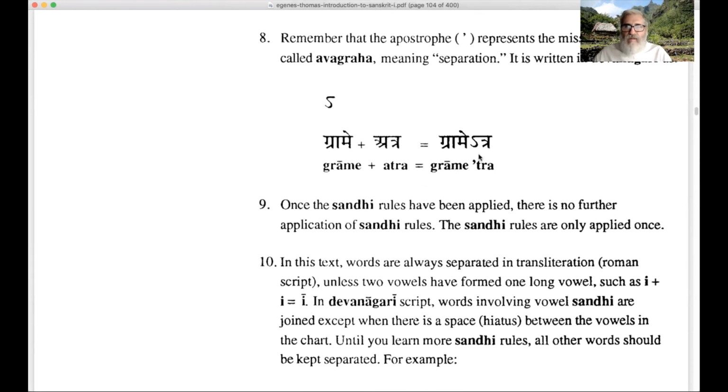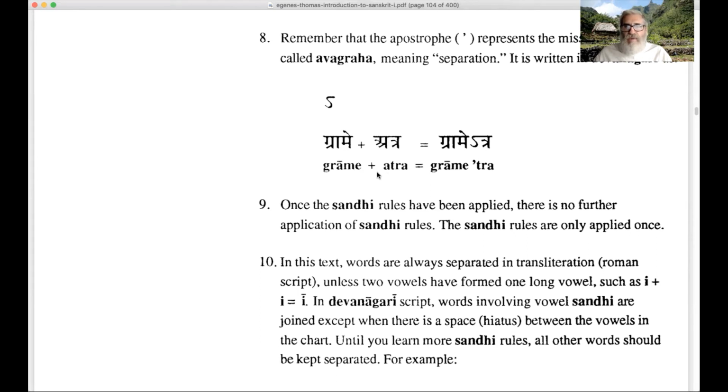So here's an example of where we would use the apostrophe, the avagraha. The beginning word is grame. Grame means a village. It's locative singular, which is saptami ekavachanam. So it means in the village or at the village. On the village doesn't make a lot of sense in English. So he is in the village. Then atra. Atra is an indeclinable meaning here. So here in the village is what it means. Okay, so when we've got an E, it's pronounced A. Grame plus atra. So A plus A.